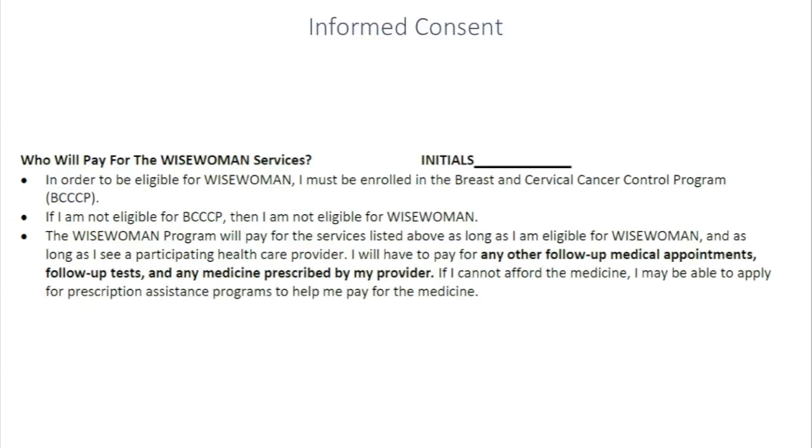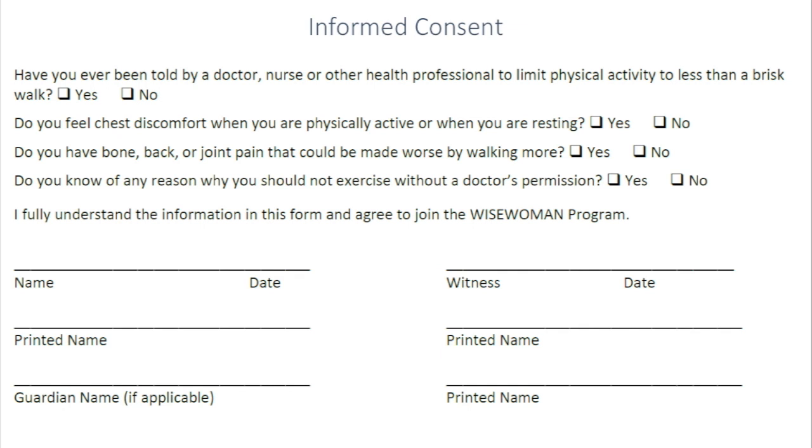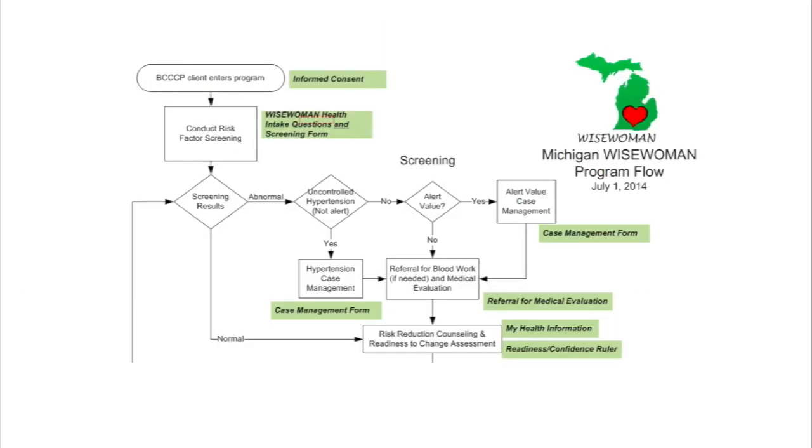Also, we talk about who's going to be paying for the services. And then this last part is very important. This is the physical activity restriction questionnaire. If she answers yes to any of the questions on here, you don't want her to be doing any kind of physical activity until she gets clearance from a medical provider. That just helps protect her and protect you. All right, so that was the informed consent.